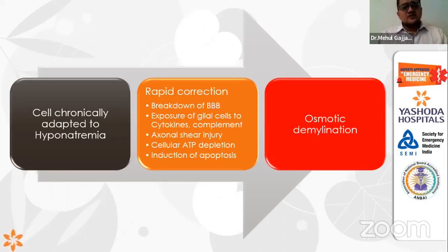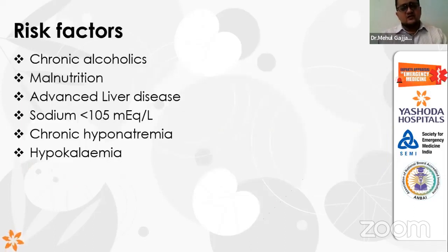There are specific risk factors for osmotic demyelination. The risk factors include chronic alcoholic patients, chronically malnourished patients, advanced liver disease patients, serum sodium level less than 105 milligrams per liter, chronic hyponatremia, or hyponatremia that is associated with hypokalemia. All these factors are associated with a high chance of development of osmotic demyelination syndrome.